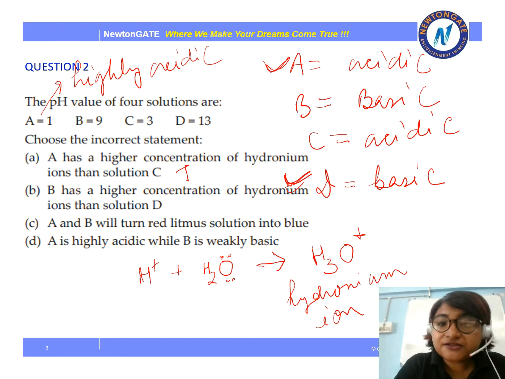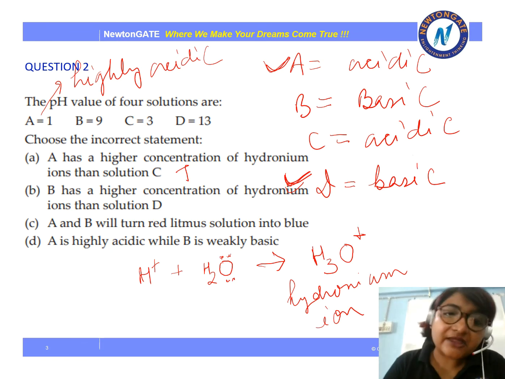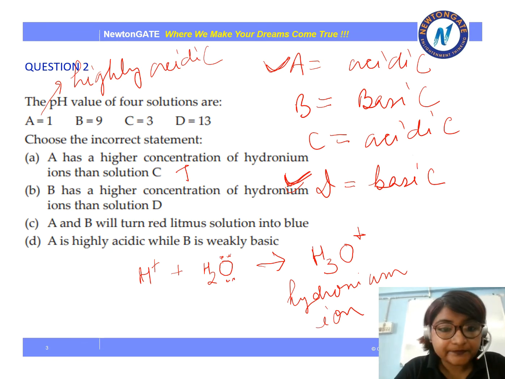B has higher concentration of hydronium ions than solution D. Yes, this is also right, because solution D is 13, which is highly basic. Okay, and solution B is just basic, it is slightly basic. That means solution B will have higher concentration of hydronium ions than solution D.